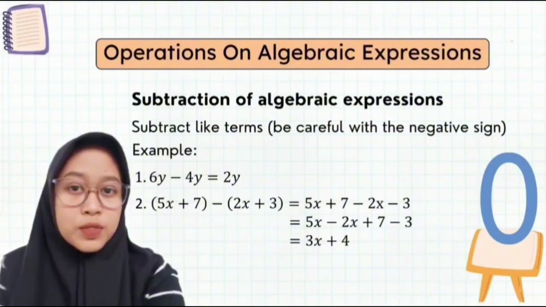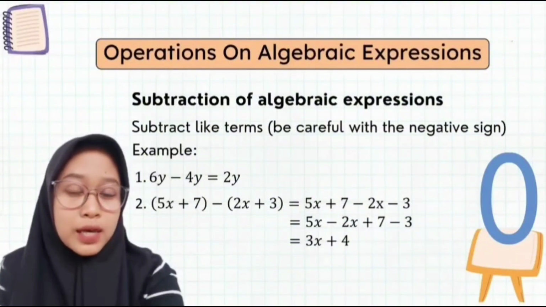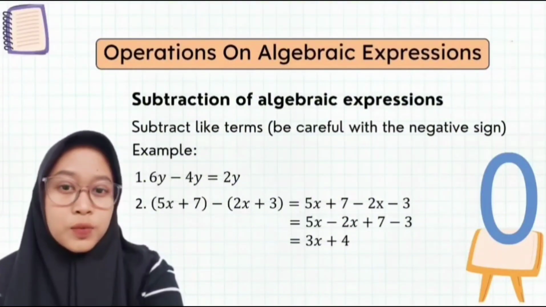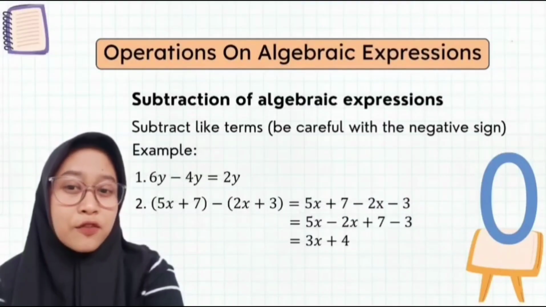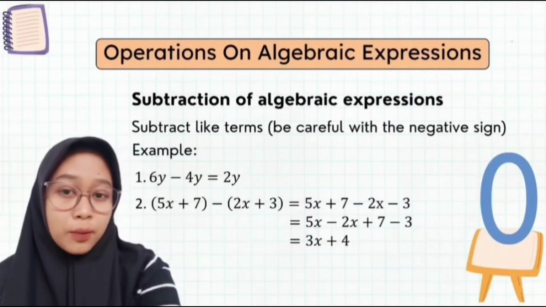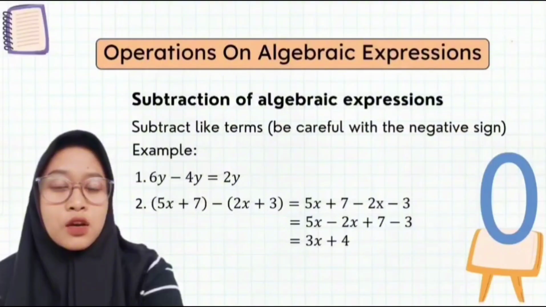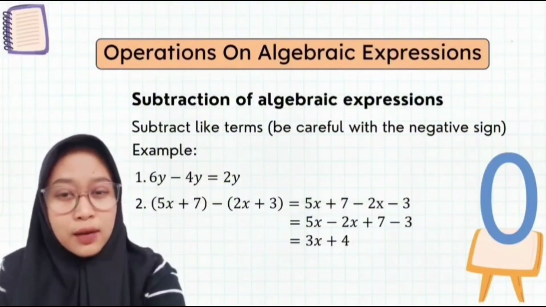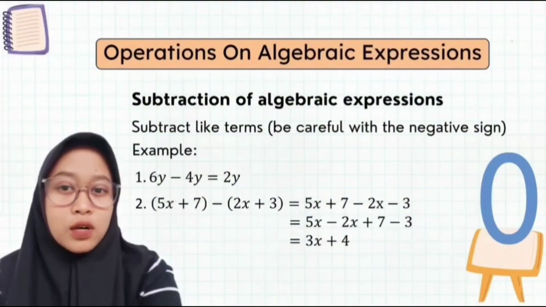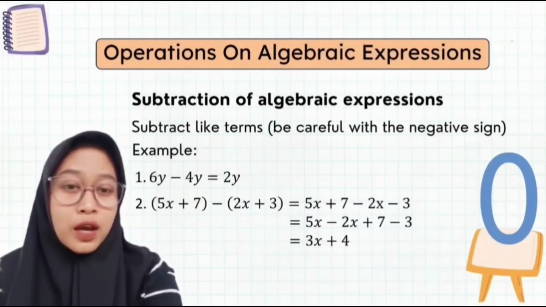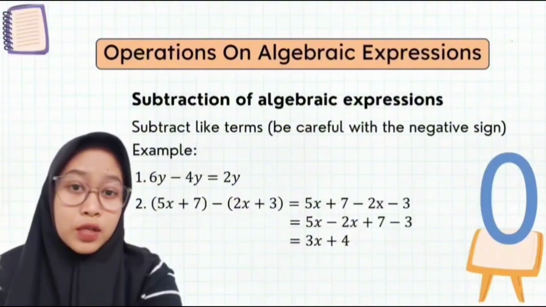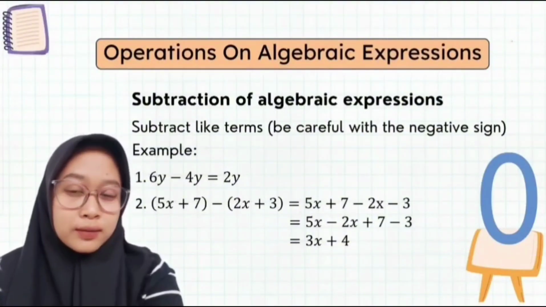And next is subtraction of algebraic expressions. Subtract like terms, and be careful with the negative sign. For example, number 1 is 6y minus 4y is 2y. Both are like terms because they have the same variable, y.